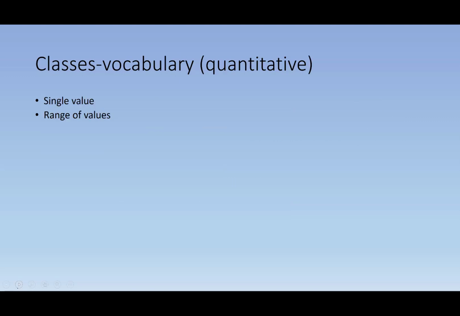Now, classes is one of the terms that was in the definition of a frequency distribution. And we use the term classes to identify the category. Now, if we are looking at quantitative data, so data that represents numeric values or counts of things, we can either have our classes be single value classes or they can be a range of values.